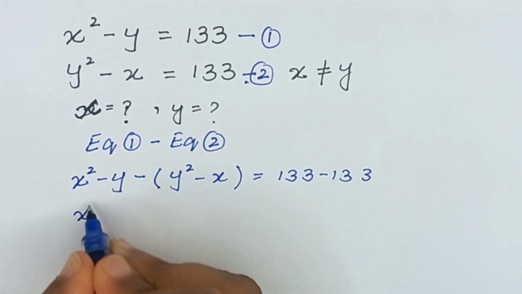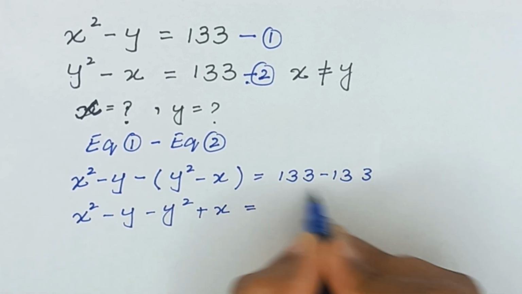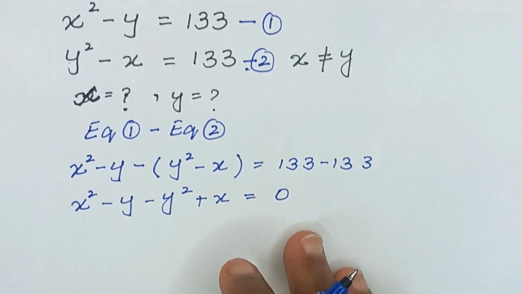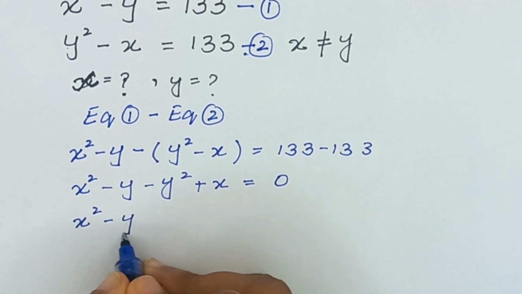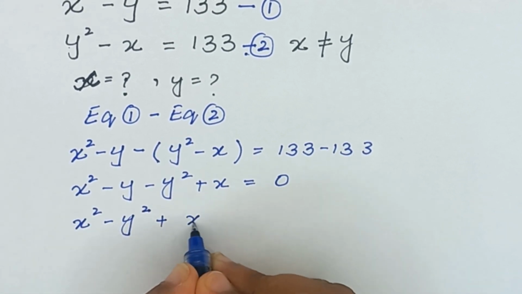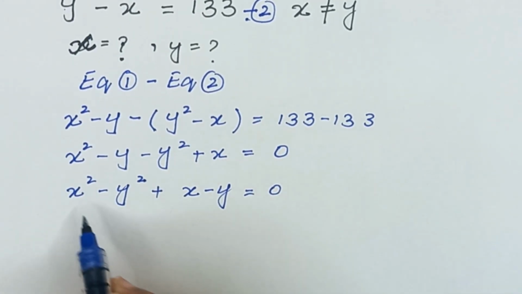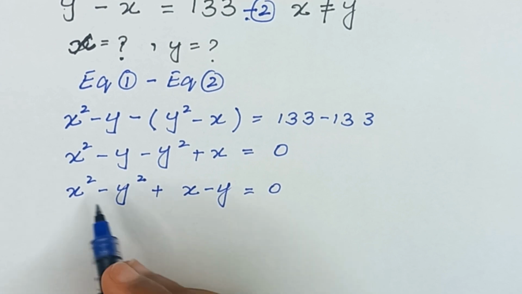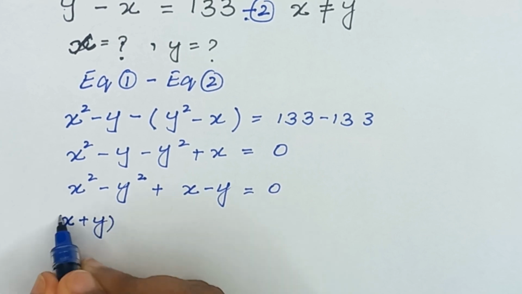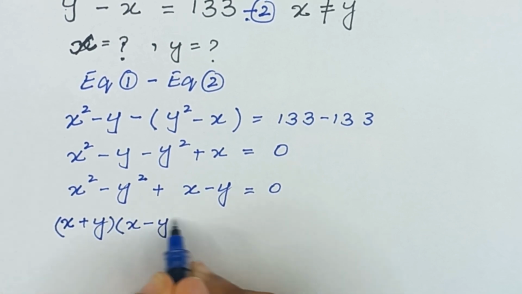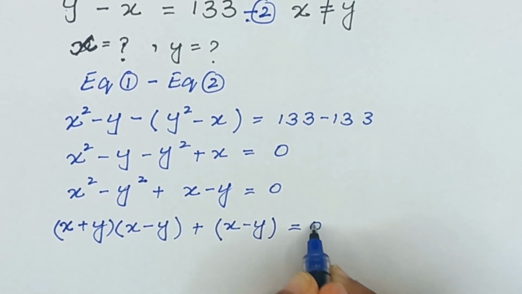So it will give us x square minus y square plus x minus y, and it will be equal to 0. So I will just rearrange this equation as x square minus y square plus x minus y, and it is equal to 0. Now you will be familiar with this identity, x square minus y square, which can be written as x plus y times x minus y, plus x minus y, and it is equal to 0.